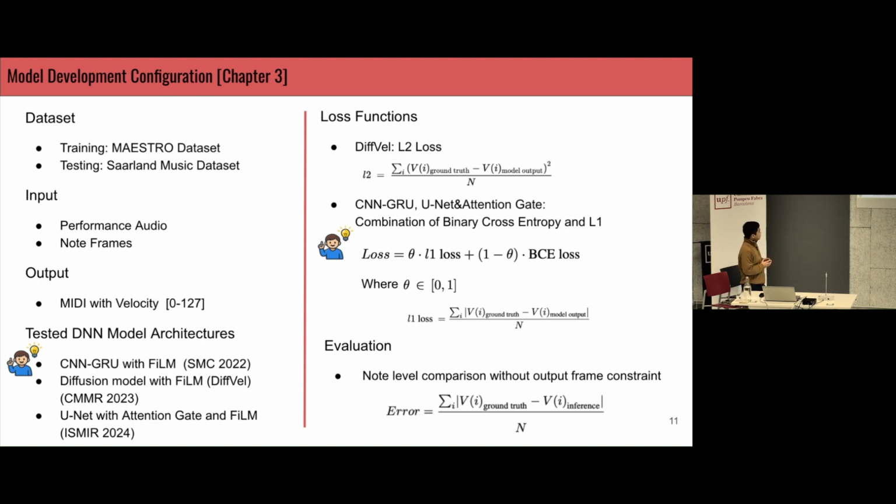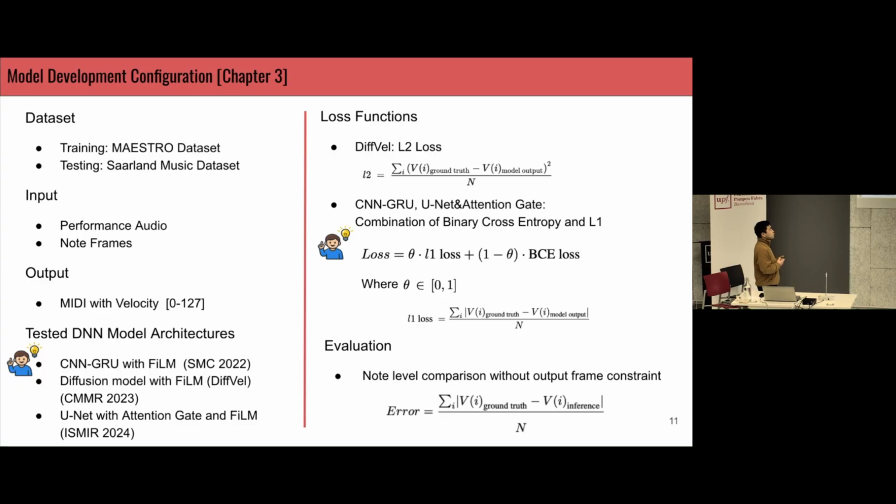Throughout this development, I developed 3 models. One is the CNN GRU with FiLM. Another one is a diffusion-based model. And another one is a U-Net and attention gate-based model. For loss functions, I used 2 loss functions because I tested several, but these work the best. For the diffusion model, I used the L2 loss function. And for CNN GRU and U-Net attention gates, I used the combination of L1 loss and BCE loss. I tested L1 loss and BCE loss separately, but they didn't work as well as this combination.